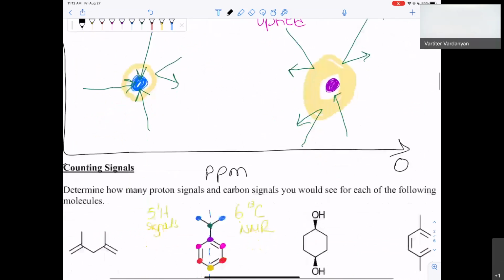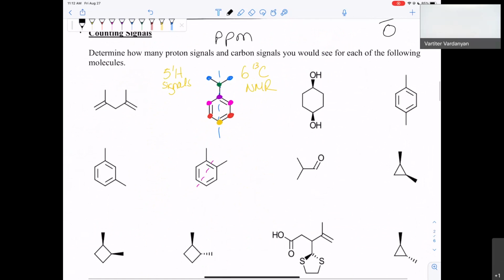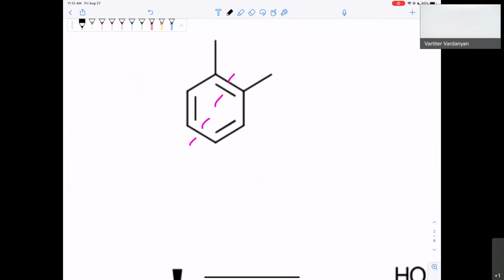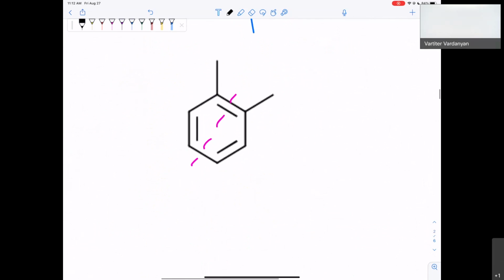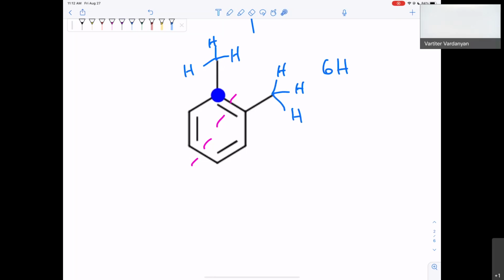So where we ended last time is counting signals. So we're going to do a couple more of those. And what is the first thing we look at when we're counting signals? Symmetry. Awesome. So I already drew the line of symmetry for this one. So first we're going to do hydrogen NMR. So these 3 hydrogens, are they symmetrical with any other hydrogens? Yes, the other methyl, right? So what is the integration of the blue signal? 6. Okay, perfect.